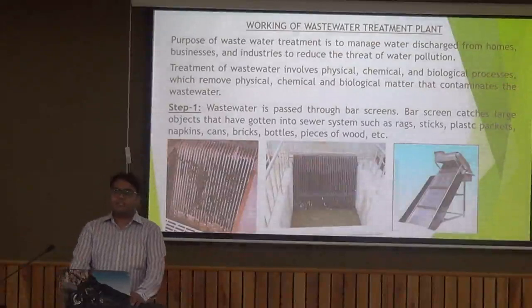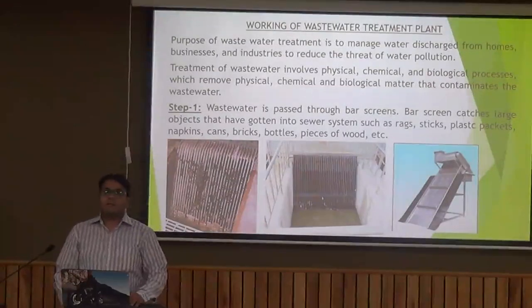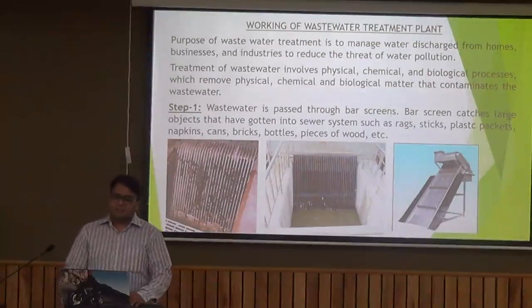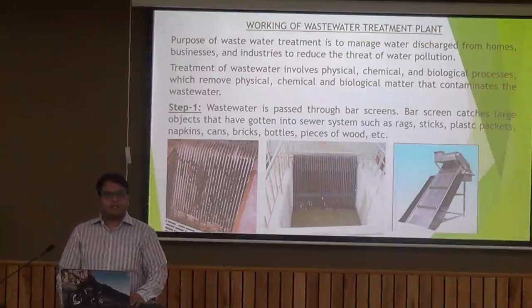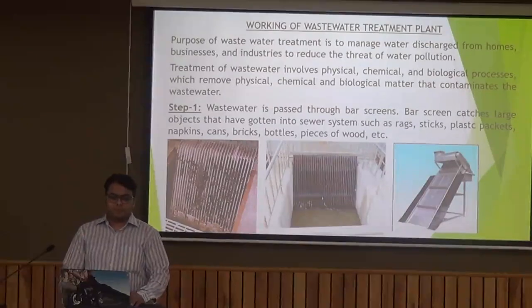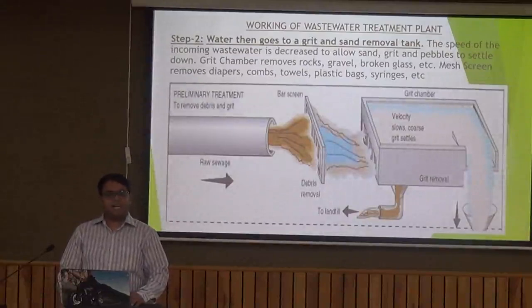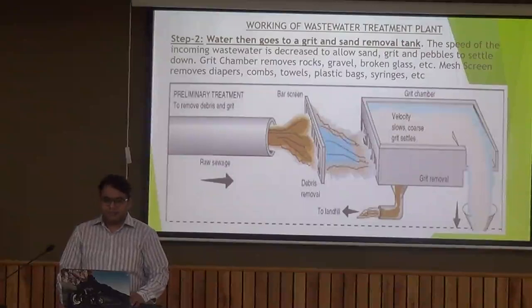Now, working of a wastewater treatment plant. As it is a very large size mechanical setup, it requires a lot of machinery, which is like this. First we see the bar screens. These are the screens which remove the large size impurities. Then we have the next step, in which water goes through a grit and sand removal tank. It can be done in the sand or in the flow. You can see the bar screen here which removes all these things present in water.